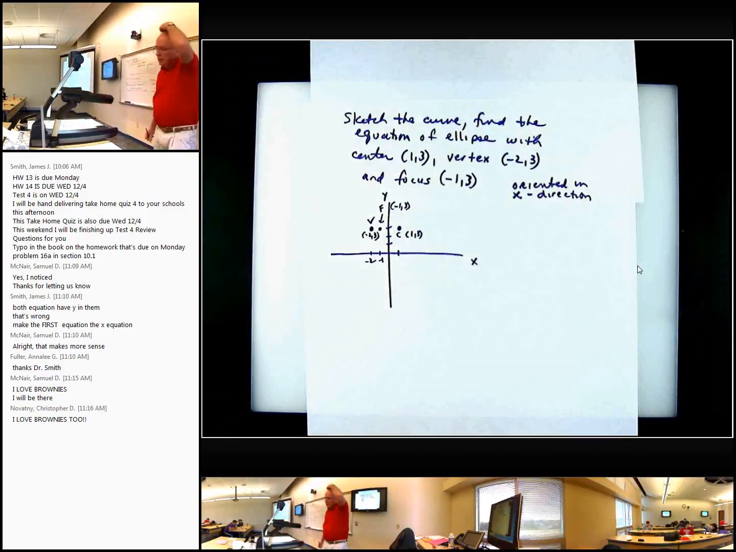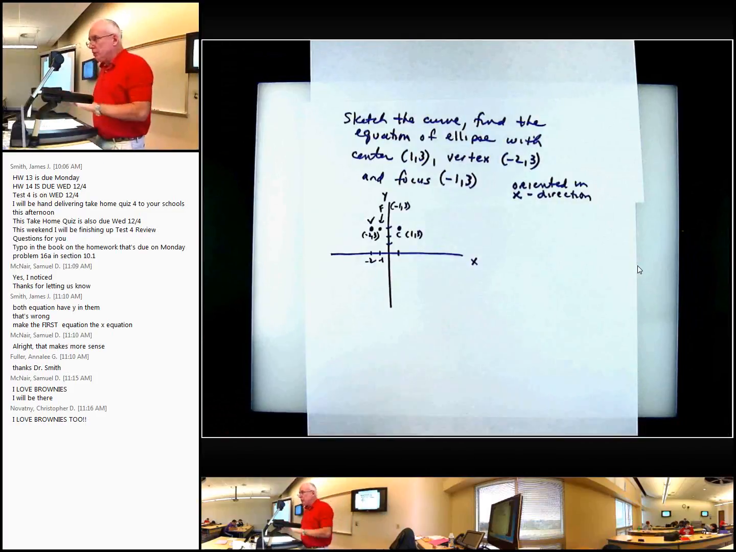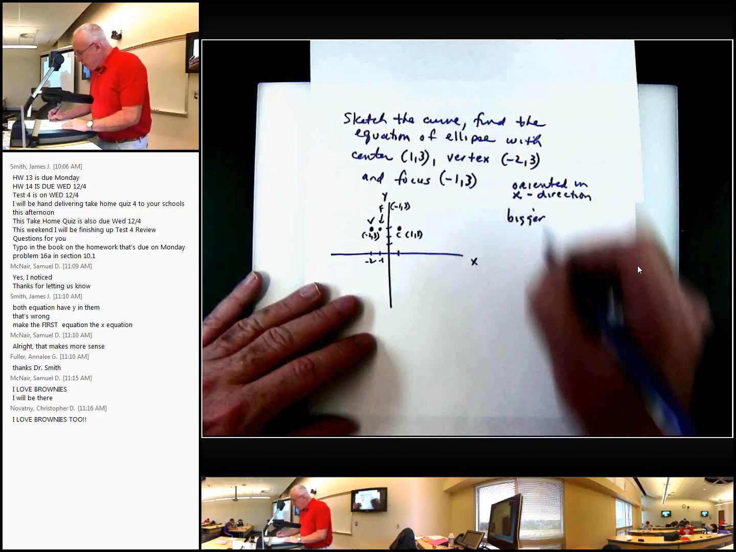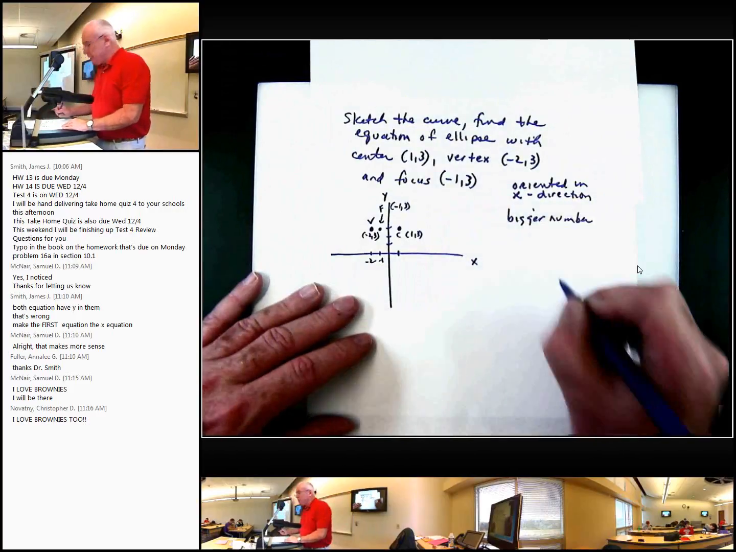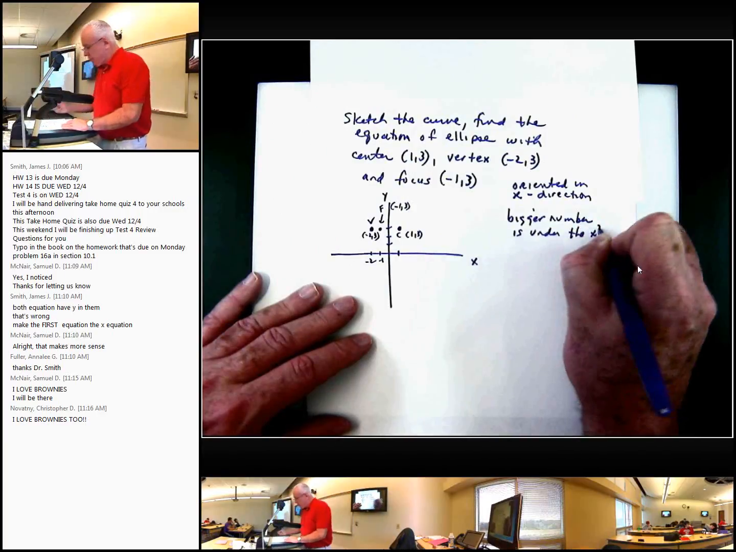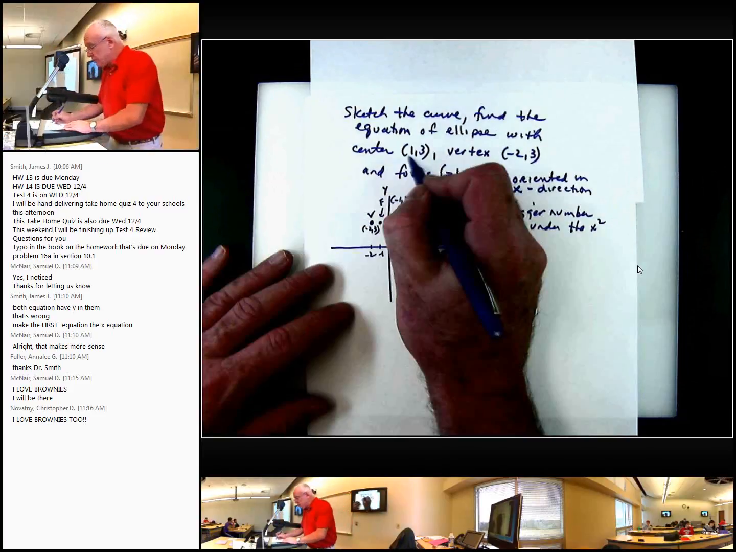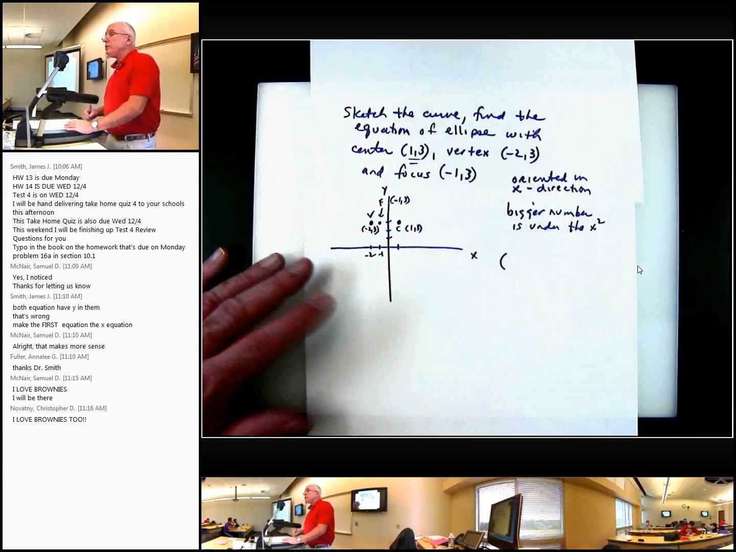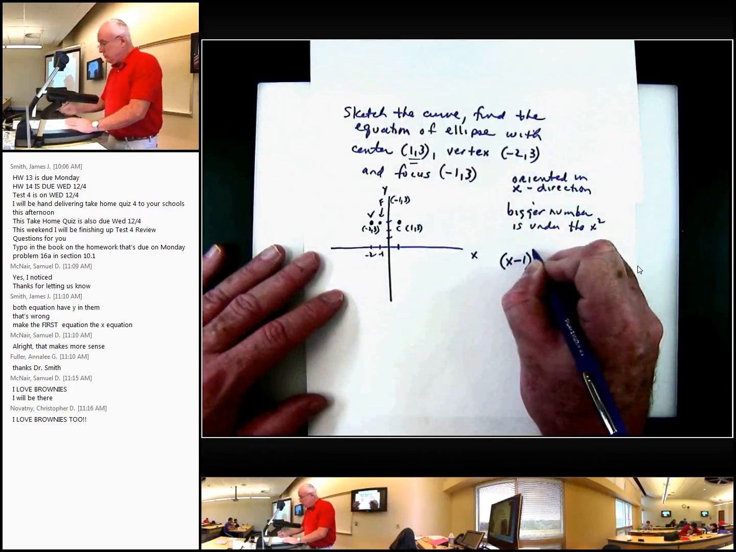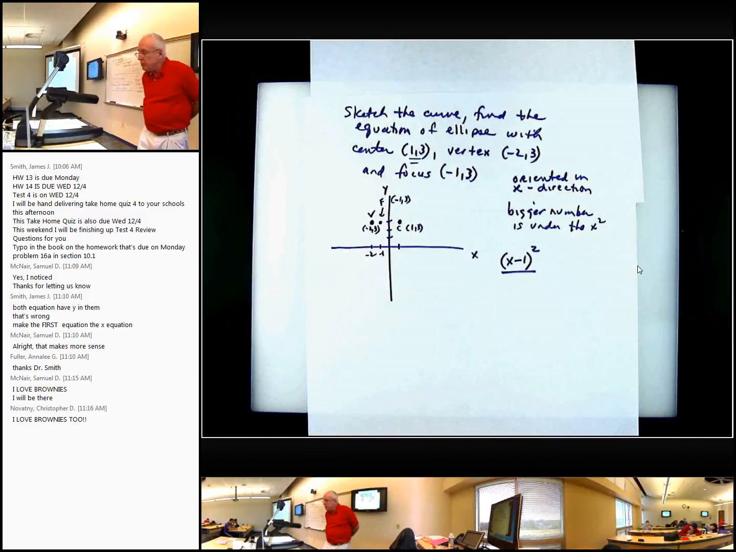So we know that the bigger number is going to be under the x. Remember, with the ellipse, the bigger number is under whatever orientation it has. Bigger number is under the x squared. But in this case, it's not going to be plain old x squared. We're given the center. So for the x, remember, you change the sign. It's going to be x - 1 squared. And then the bigger number is going to be under the x.